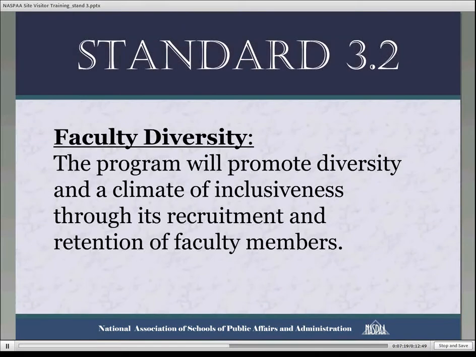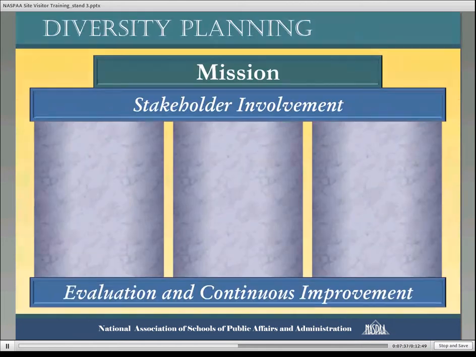That brings us to the second dimension of the second substandard of faculty performance, and that has to do with faculty diversity. And here that standard is simply that the program will promote diversity in a climate of inclusiveness through its recruitment and retention of faculty members. There are ways in which diversity planning can assist the program.